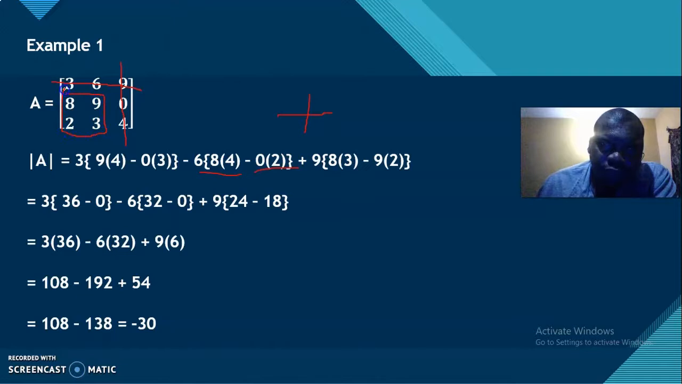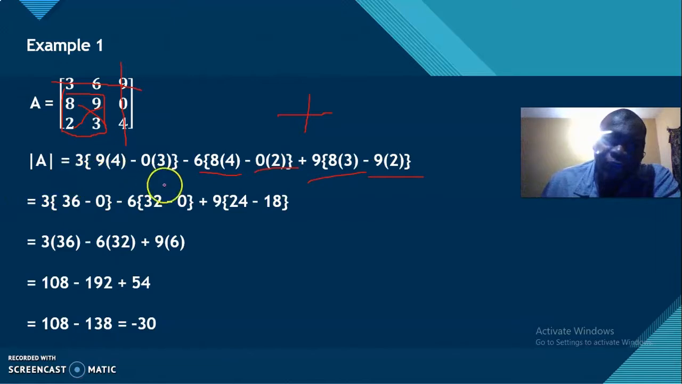We only have this particular 2 by 2 matrix now. Look at it. So now we have 8, 9, 2, 3. So now to calculate the determinant of 9, you now say 9, open brackets, 8 times 3 minus 9 times 2.